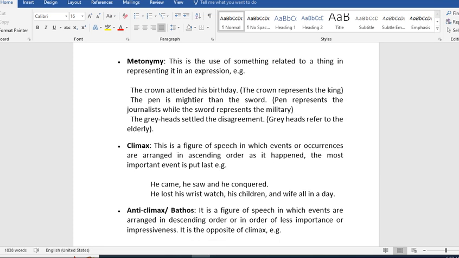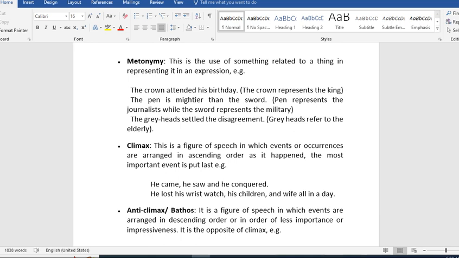We also have metonymy. This is the use of something related to a thing and representing it in an expression. Something that's commonly related to that thing is used to represent it. Examples. The crown attended his birthday. You all know that kings make use of a crown. So we are saying the crown represents the king.